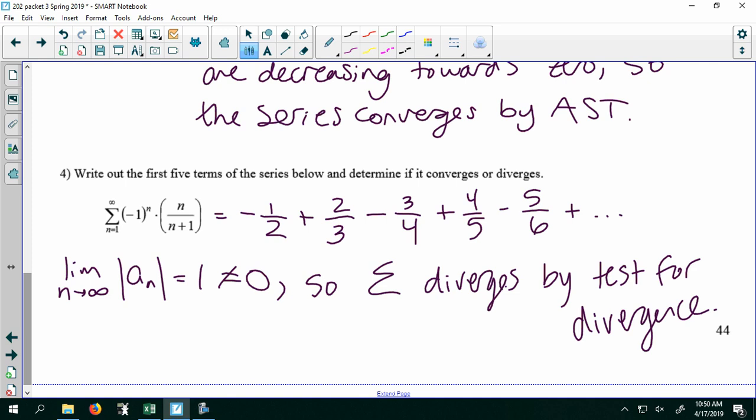So you always want to check that first, right? If you can say the terms don't go to 0, it diverges, that's like the easiest test. And you don't have to do a whole lot of work to try to prove convergence or divergence.